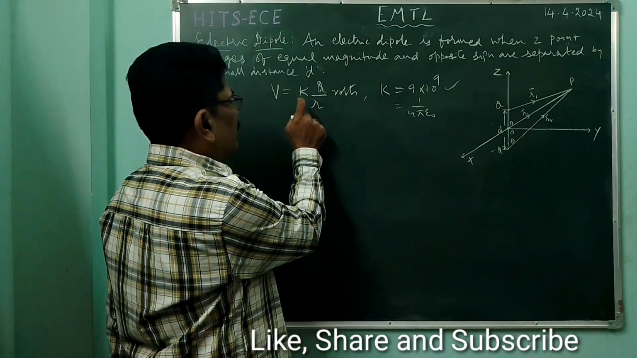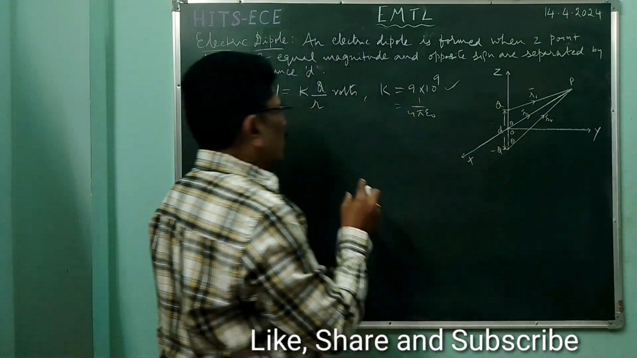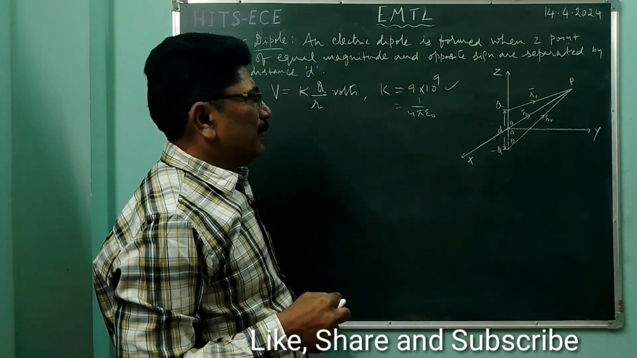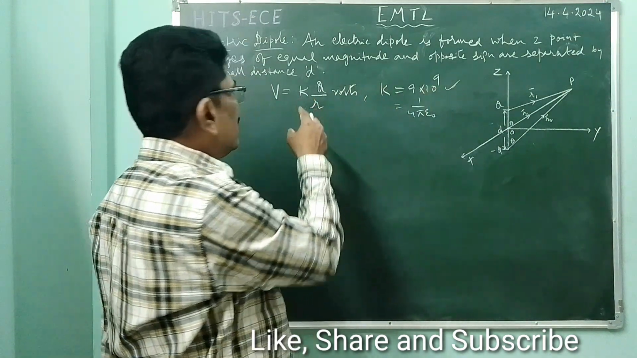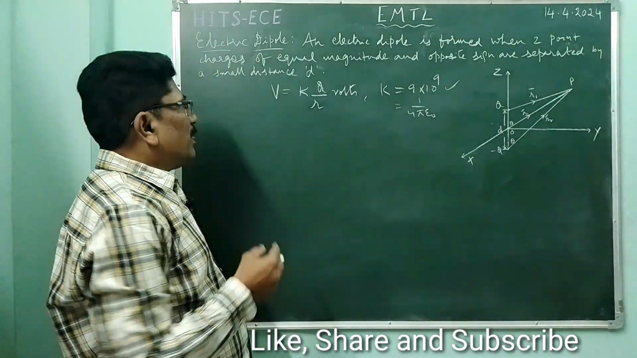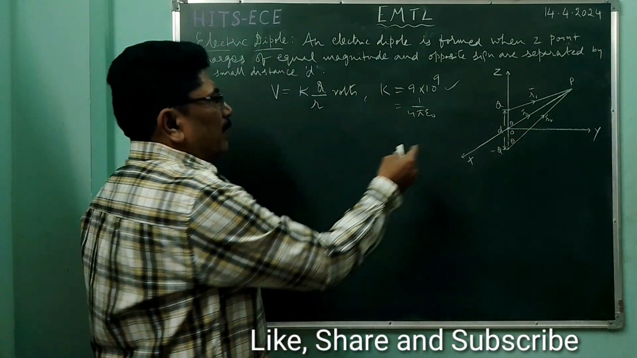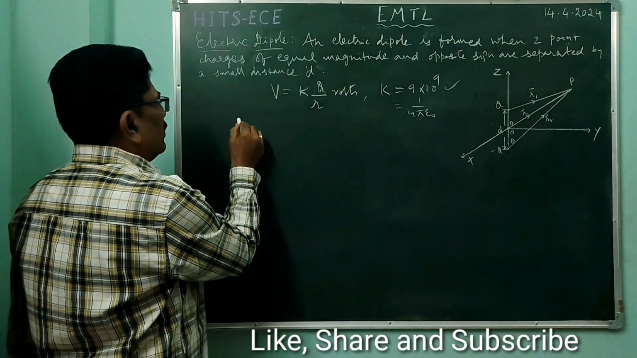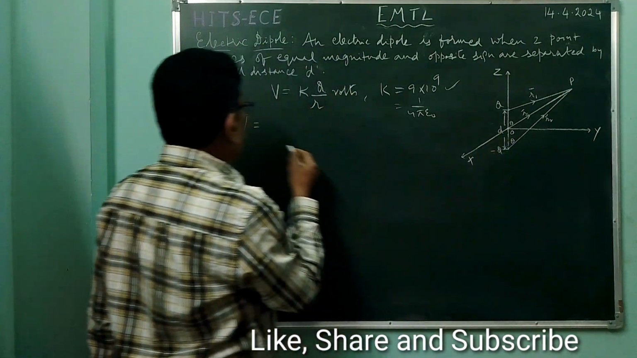Let us apply this formula for +q and -q, and then find out the total electric potential at P due to +q and -q, that is due to the dipole. I already defined what a dipole is. It is formed when two point charges of equal magnitude and opposite sign are separated by a small distance d, as shown in the figure. So the electric potential at P is the sum of the electric potential due to +q as well as -q, I will write here.